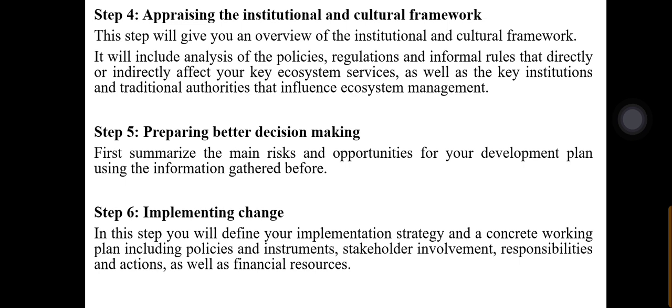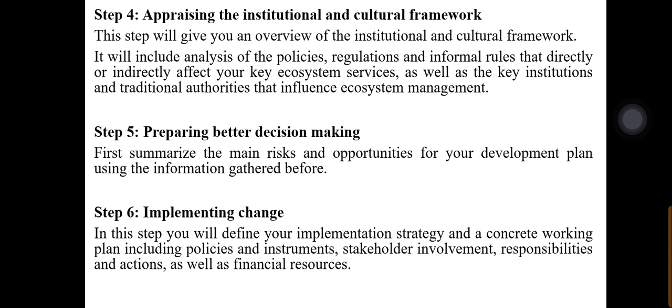So the fourth step is appraising the institutional and cultural framework. This step will give you an overview of the institutional and cultural framework. It will include analysis of the policies, regulations, and informal rules that directly or indirectly affect your key ecosystem services, as well as the key institutions and traditional authorities that influence ecosystem management.